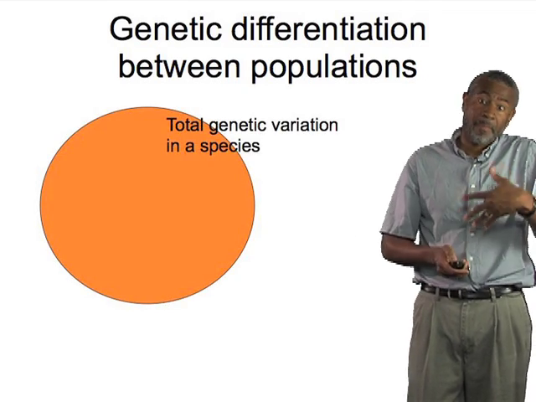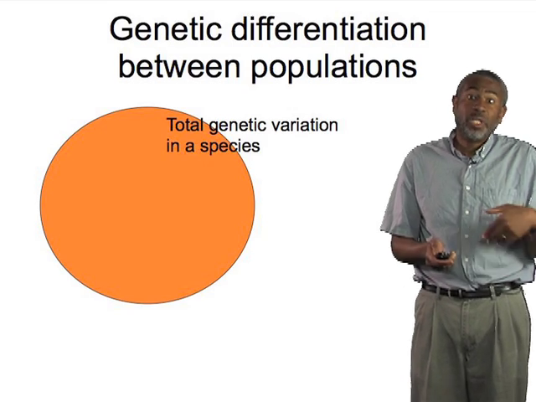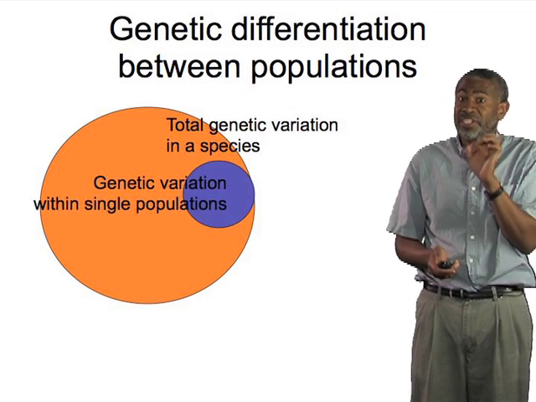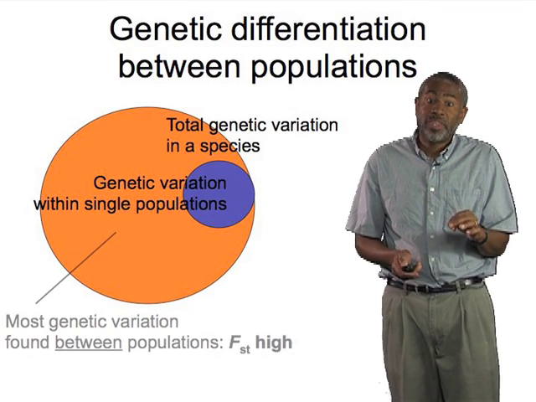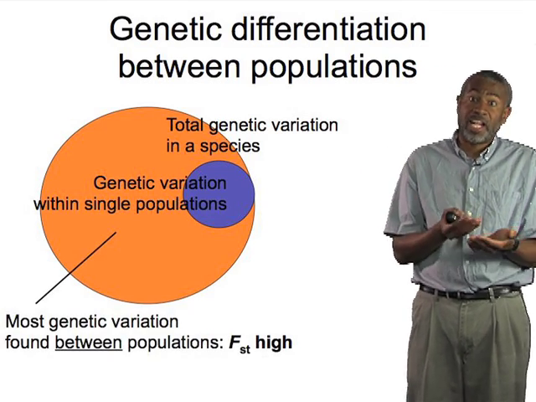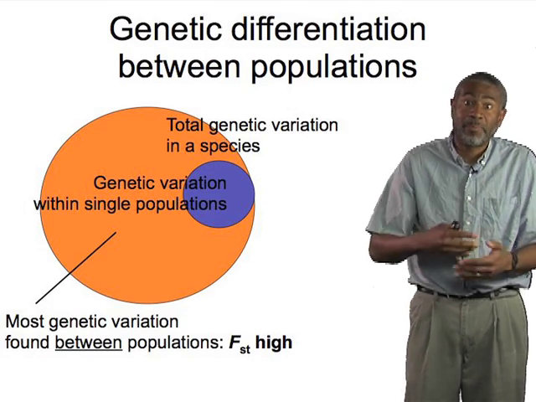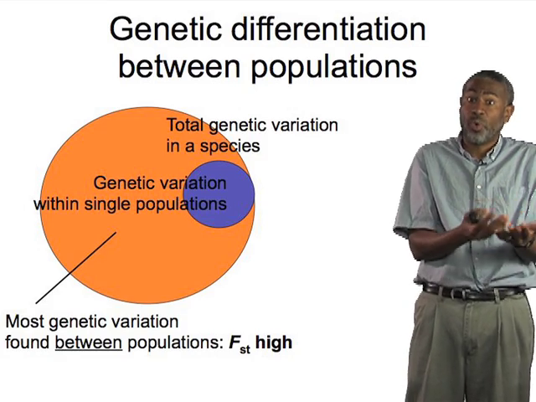So, imagine this is the total variation within a population. If we look at individual populations and find just a small amount of genetic variation, with the consequence that most of the genetic variation is actually found between different populations. Populations are quite different. FST is going to be very high. It's going to be close to 1, okay?